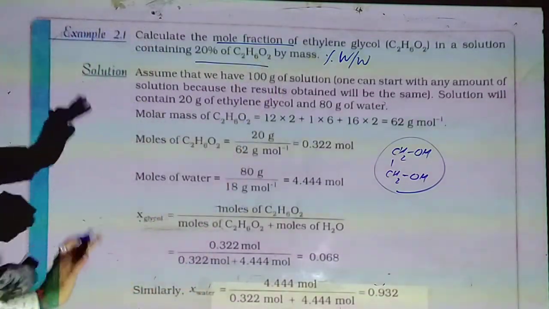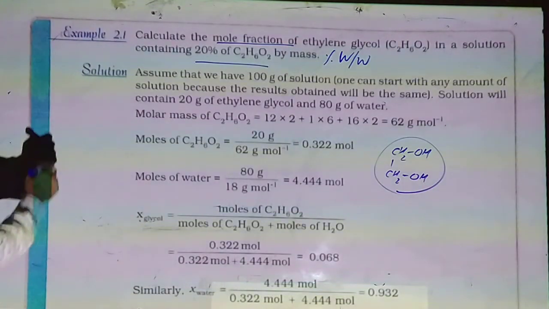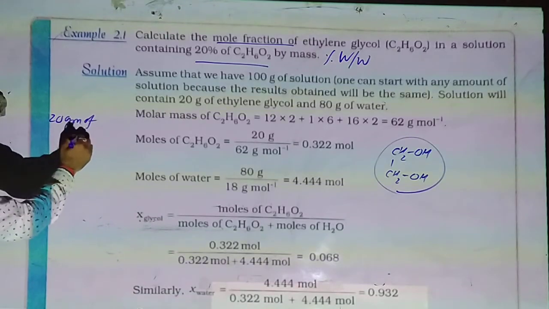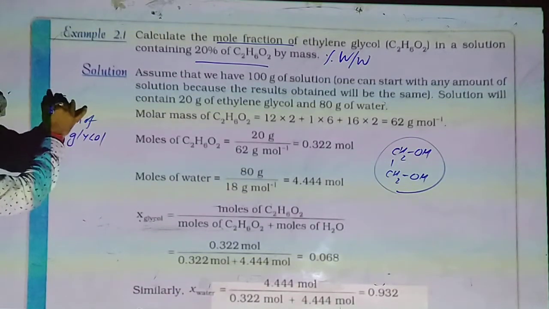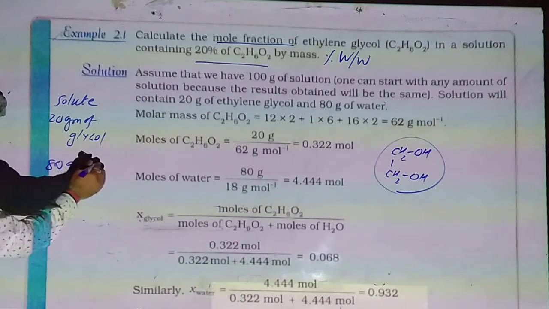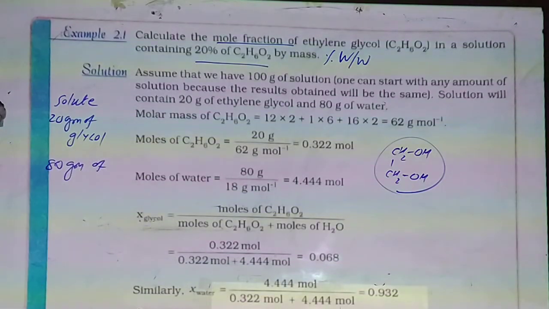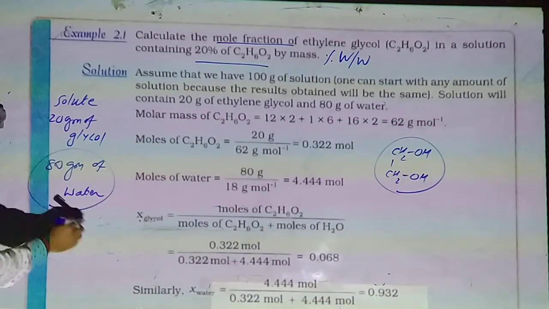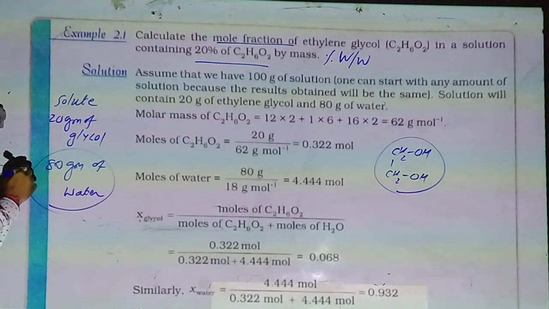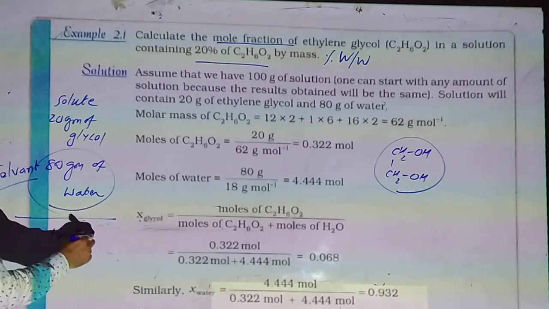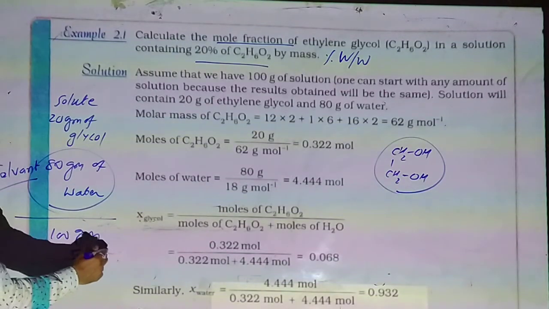20% ethylene glycol is given. It means 20 gram of ethylene glycol, which is our solute, and the remaining 80 gram is water, which is our solvent, and the total is 100 gram solution. It is clear?